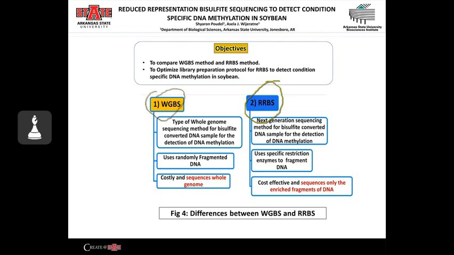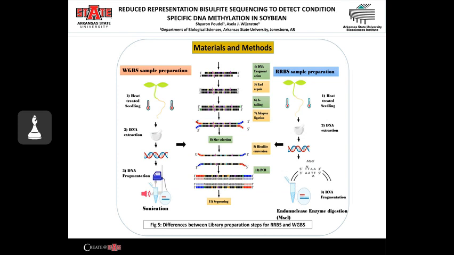Even though both of the methods use bisulfite converted DNA fragments, whole genome bisulfite sequencing uses a random fragmentation method and sequences the whole genome, but RRBS uses specific endonuclease restriction enzymes for selective fragmentation of DNA, and only those fragments are used for sequencing. So these differences make RRBS more cost effective and also more specific compared to whole genome bisulfite sequencing. Our second objective is to optimize the RRBS library preparation method.